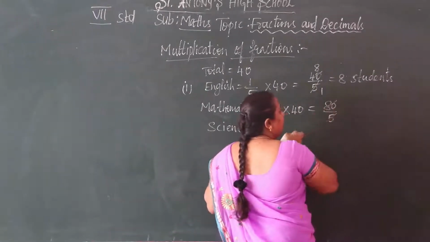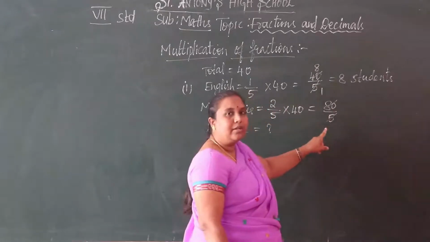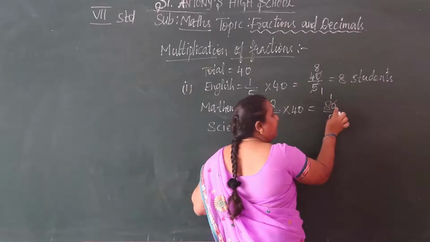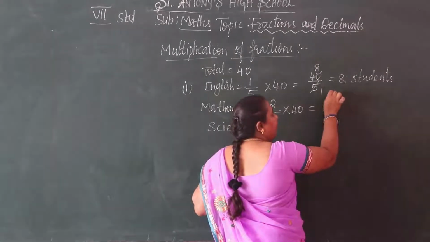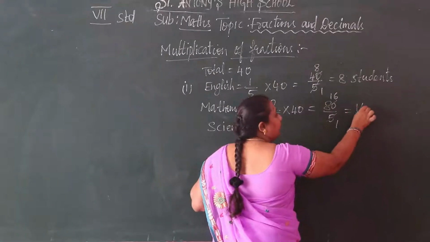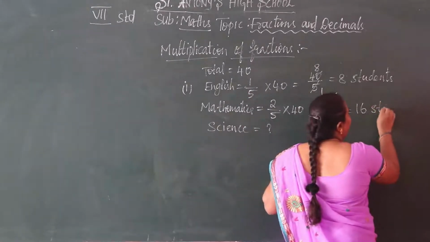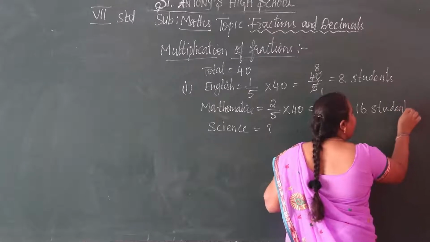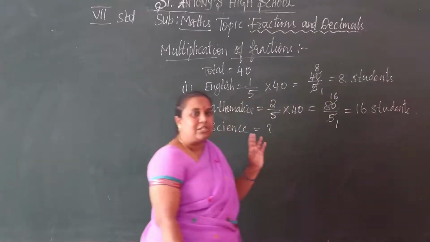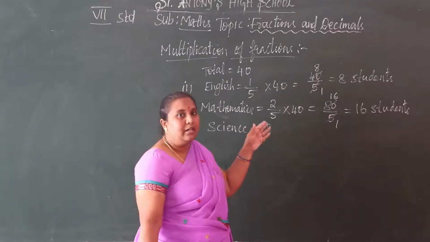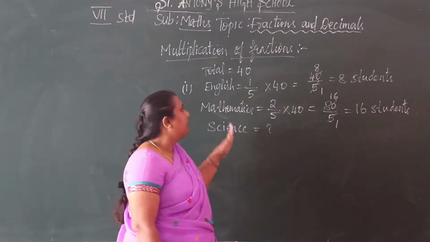Here also we want to cancel. 5 ones are 5, 5 ones are 5. Balance 30, so 5 sixes are 30. So how many students? 16 students like to study mathematics. Okay, children.